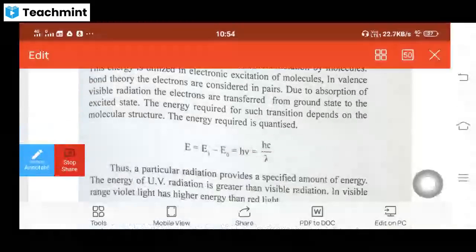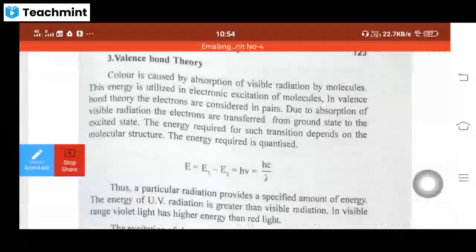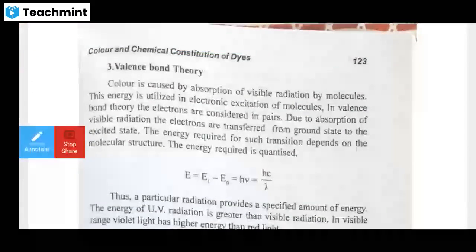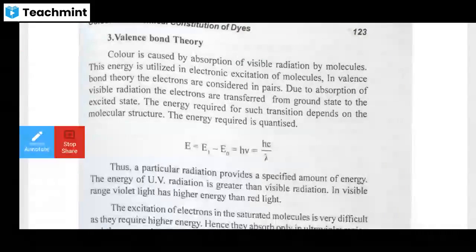तो अकॉर्डिंग टू वैलेंस बॉन्ड थ्योरी, वैलेंस बॉन्ड थ्योरी हमने इससे पहले भी पढ़ा है। ओके, वैलेंसी के बारे में वैलेंस बॉन्ड थ्योरी, यहाँ पर ये थ्योरी कलर के बारे में बात कर रही है। Color is caused by the absorption of the visible radiations by the molecules. This energy is utilized in the electronic excitation of the molecule.